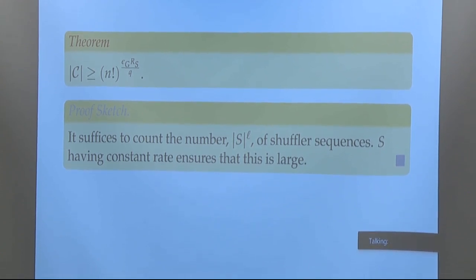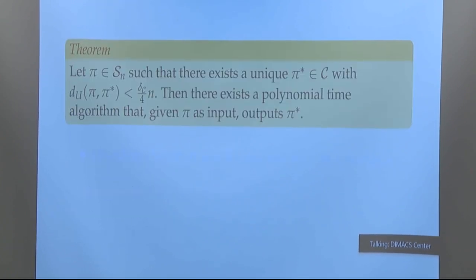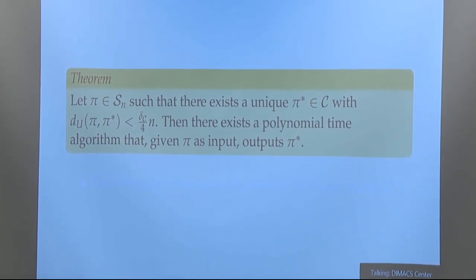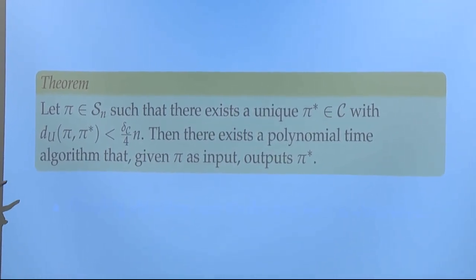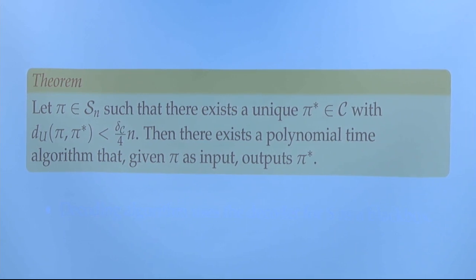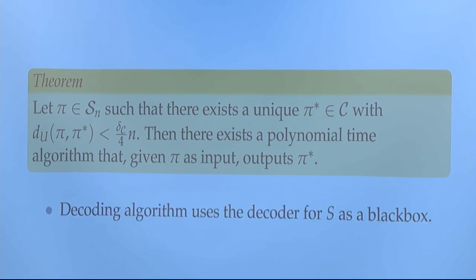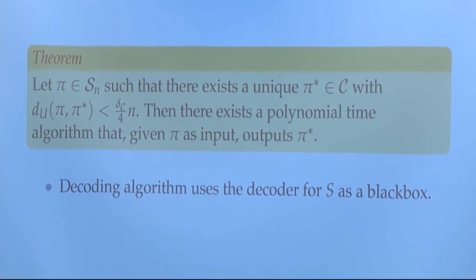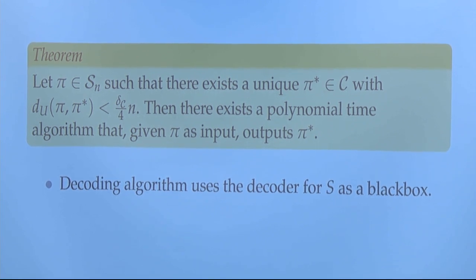We have high rate. And decoding, I will not have enough time to talk about it at all, but I will state the result. It says that if you give me some permutation with the guarantee that there is another pi star in my code that is close to pi, then there is a polynomial time algorithm that takes pi as input and outputs pi star. And not surprisingly, this decoding algorithm uses the decoder for S as a black box. Okay, so that's probably all I want to say about our codes. I can now answer questions if you have any.